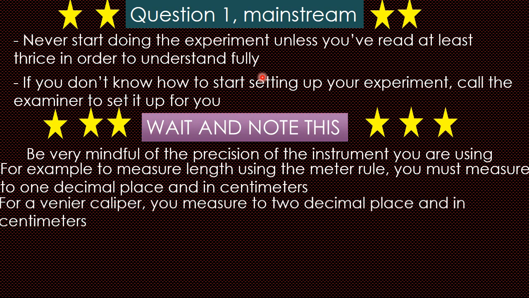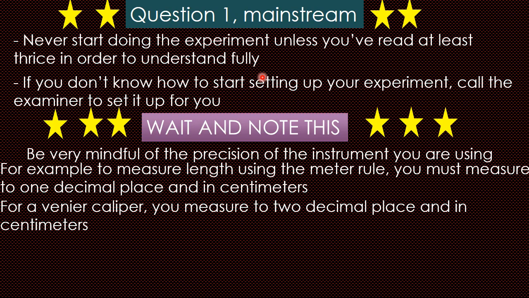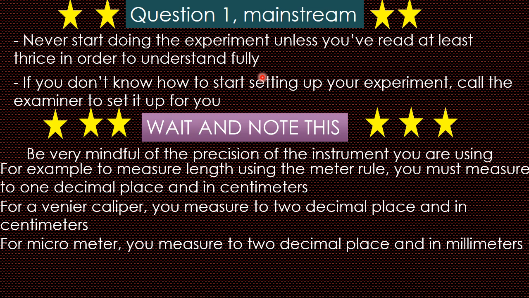Now the vernier caliper measures distances to 2 decimal places, and in centimeters. It's super important for you to know. Whereas the micrometer screw gauge measures very small distances in what, guys? In millimeters and to 2 decimal places. Take note, it's super important. The difference is that the micrometer measures distances in millimeters, while the vernier caliper measures distances in centimeters.